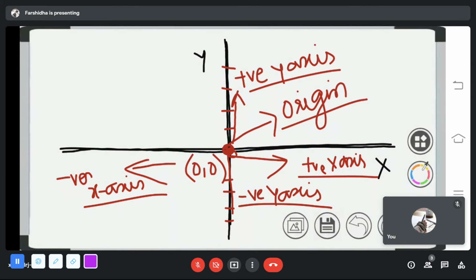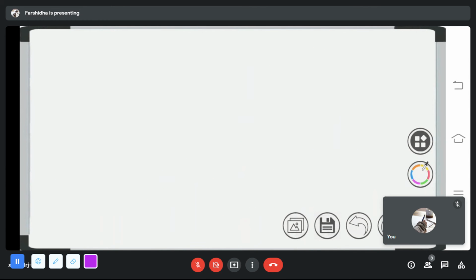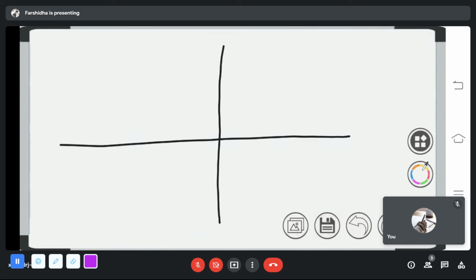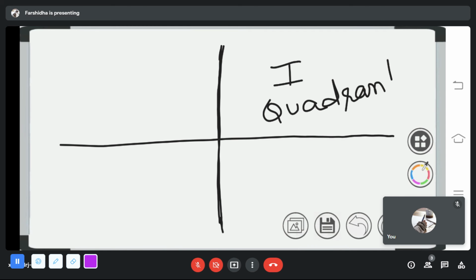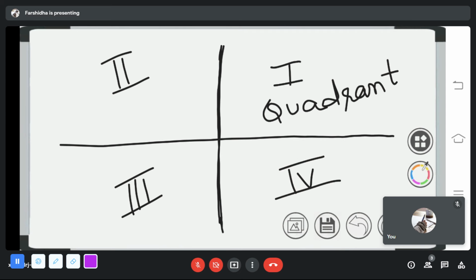Now we'll see about the quadrants. What are the quadrants? This is a Cartesian plane and you have four quadrants. This is your first quadrant, second one, third and fourth. Don't forget the order: first, second, third, fourth.